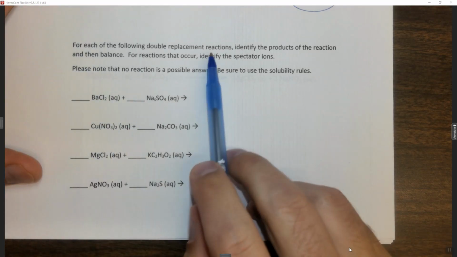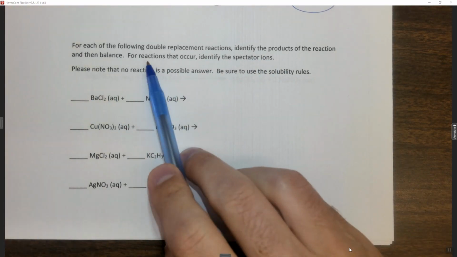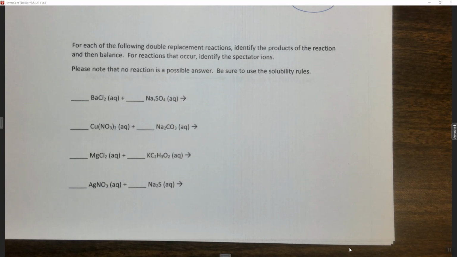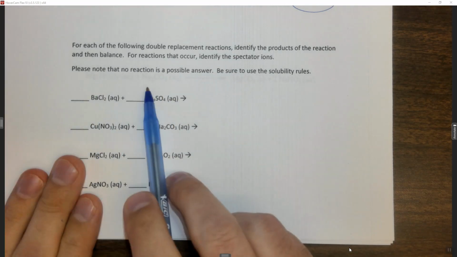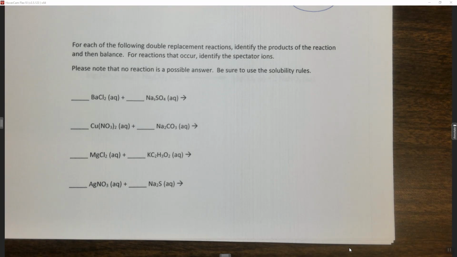The question says, for each of the following double displacement reactions, identify the products of the reaction and balance. For reactions that occur, identify the spectator ions. Please note that no reaction is a possible answer. Be sure to use the solubility rules.